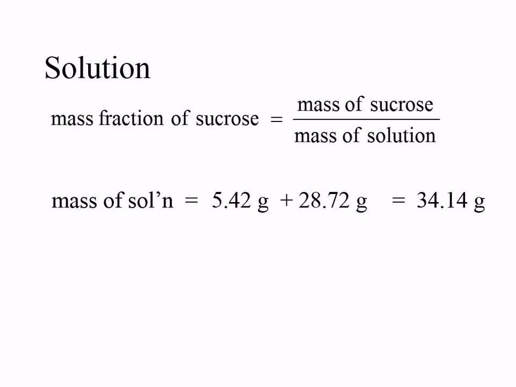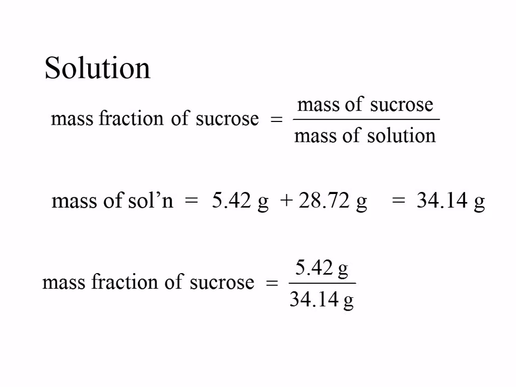Okay, then let's not make it harder than it is, right? Our mass fraction of sucrose is simply the mass of the sucrose, 5.42 grams, divided by the total mass, 34.14 grams. Since we're dividing now, we round according to sig figs. So I got 0.159 mass fraction. Does this make sense? Your mass fraction will always be 1 or less, right?